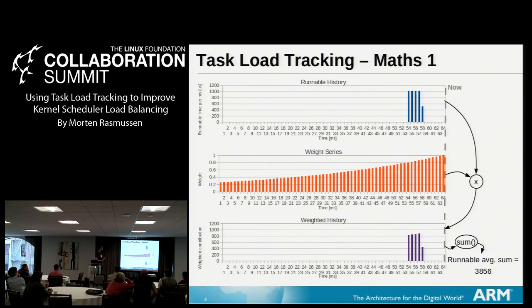So what we do to get the track load is that we basically multiply the weight to each of these samples. So we get the result here at the bottom. You can see that each of the samples slightly decrease in value, because we have multiplied by the weight. And the track load is using the sum of all these weighted samples.